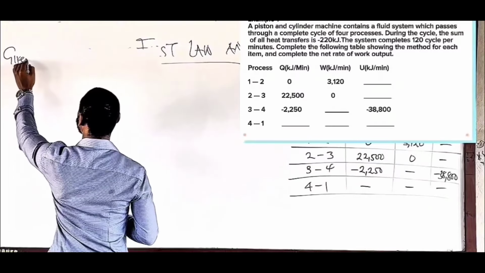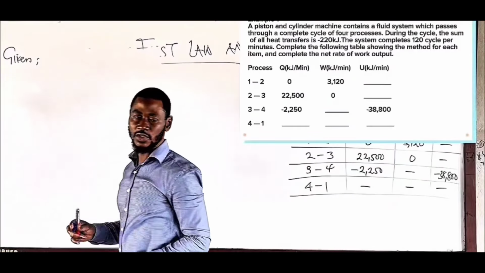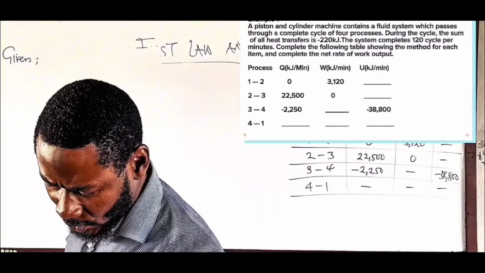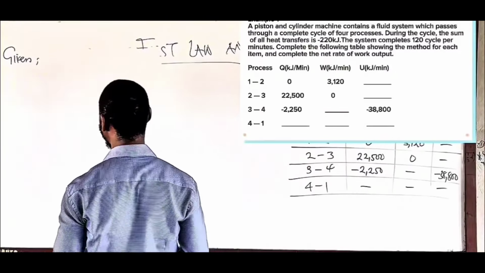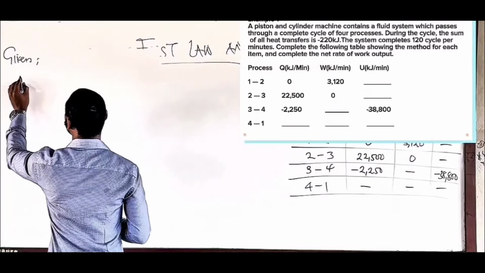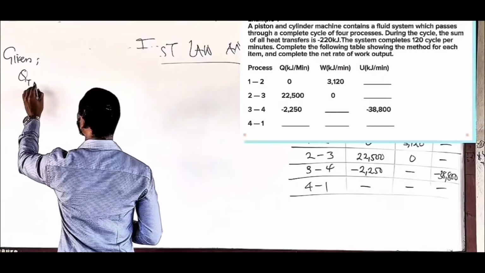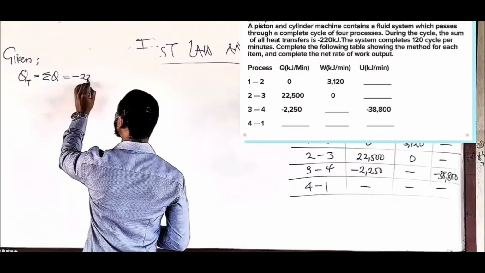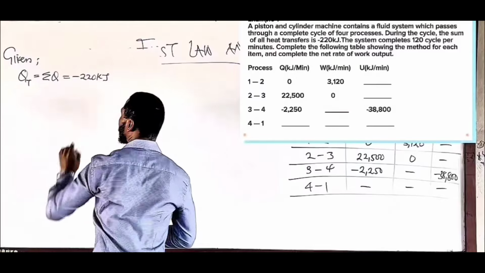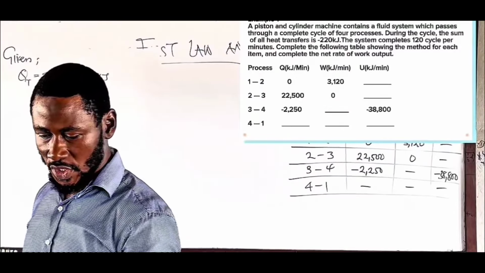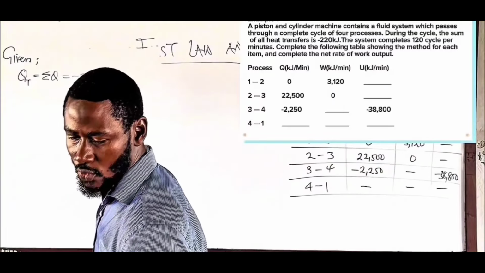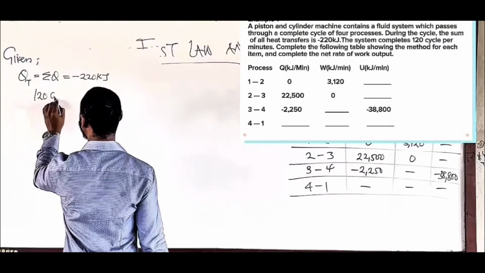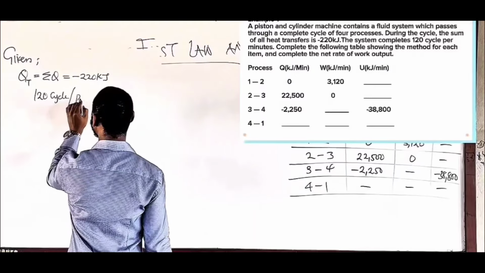Given, we were given the total heat in the system, which is given as minus 220. The total heat, QT, or you can also write it as summation of Q, is minus 220 kilojoule. Then the number of cycles in which the system performs is 120 cycles per minute.